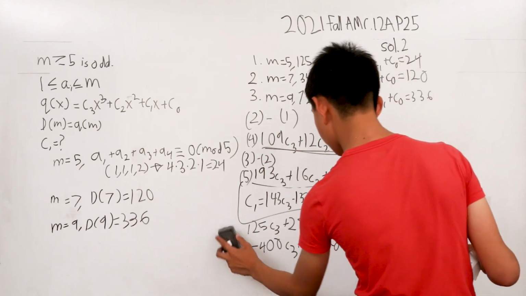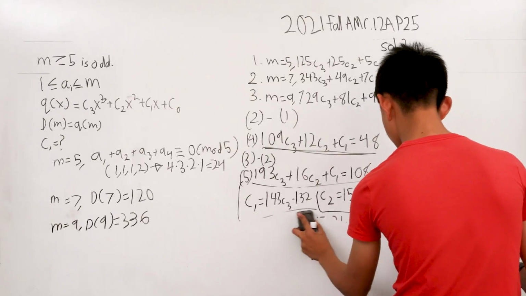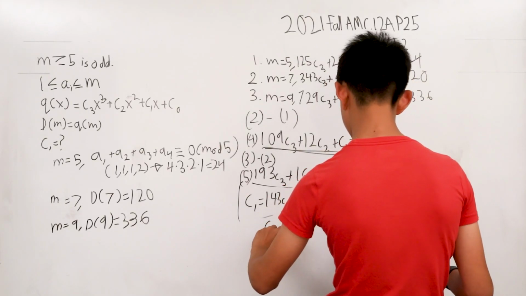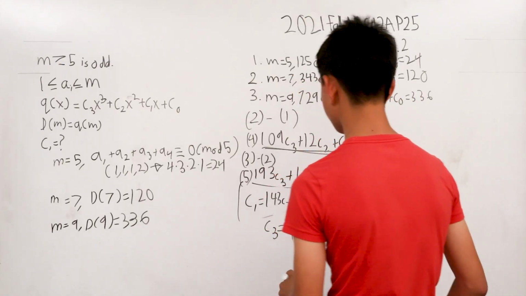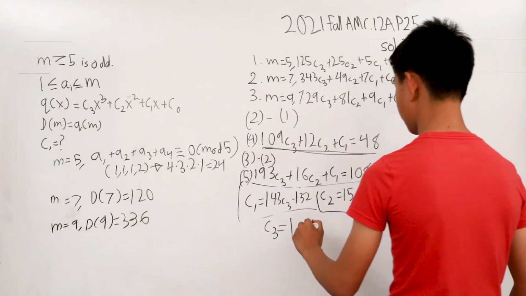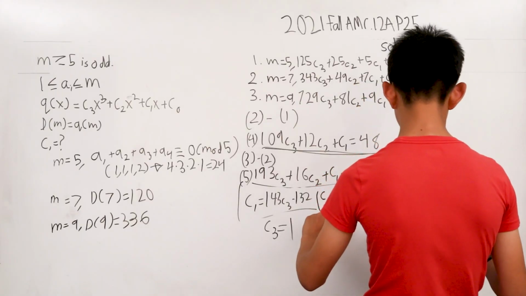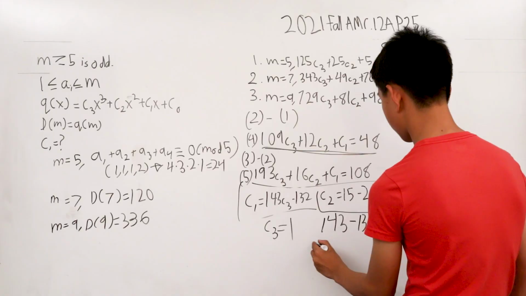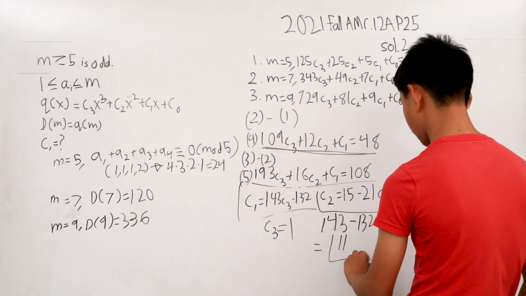So simply, for what we have, C3 is 1. Since we want the value of C1, this is just 143 minus 132, which is our answer of 11 for this problem.